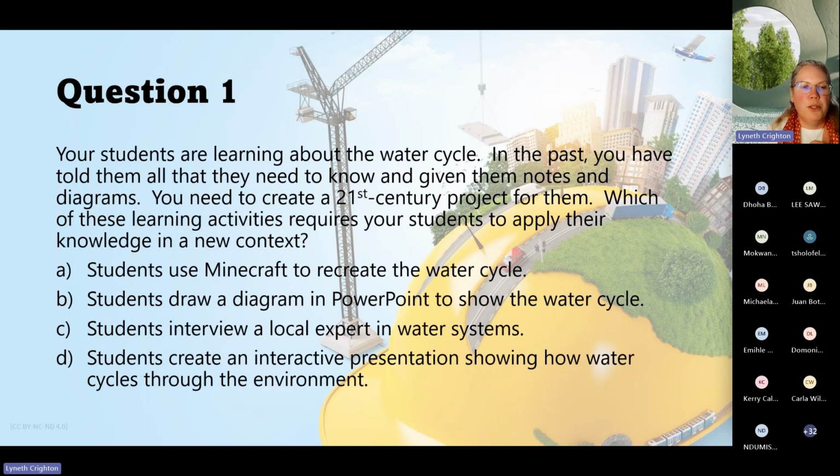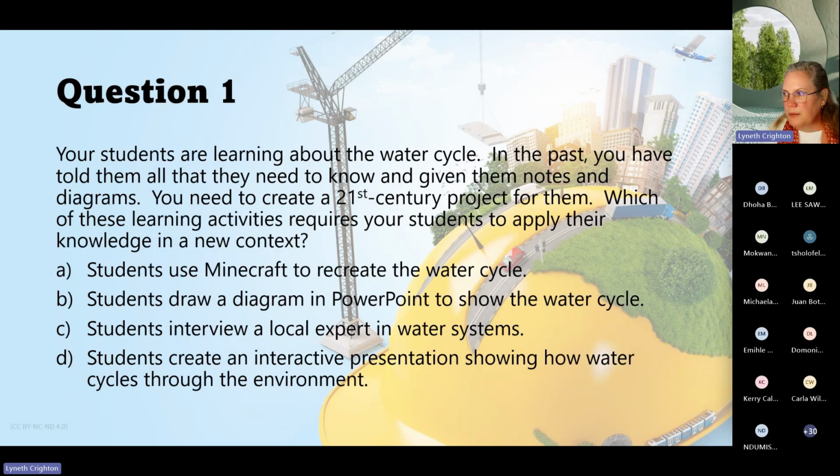So option A is that they use Minecraft to recreate the water cycle. They draw a diagram in PowerPoint to show the water cycle. They interview a local expert in water systems, and then they create an interactive presentation showing how the water cycles through the environment.